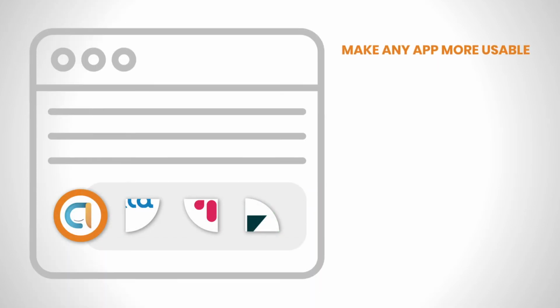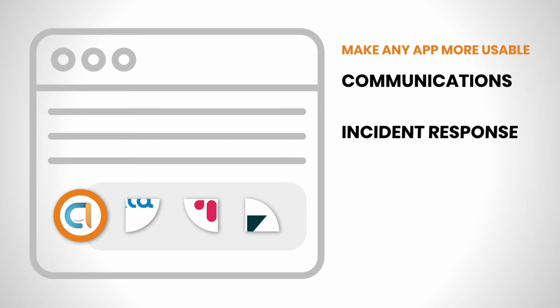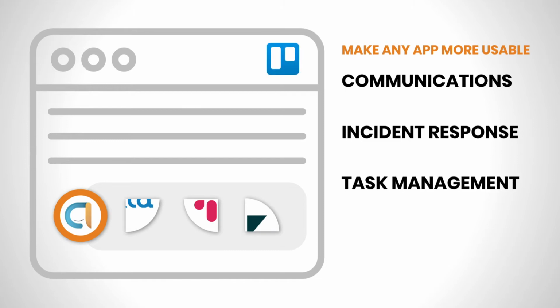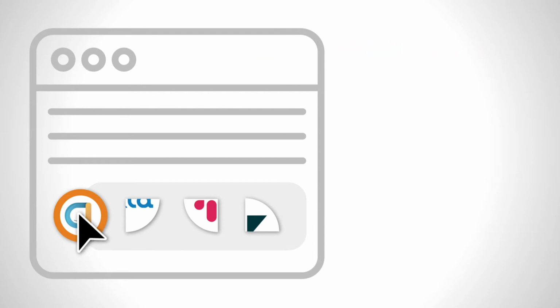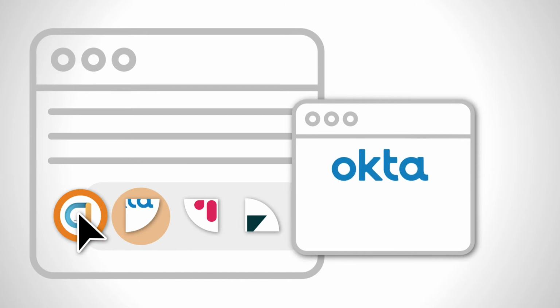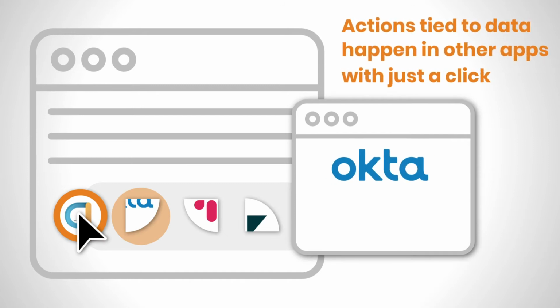Aapi makes virtually any application more usable, including communications platforms like Slack, incident response platforms like PagerDuty, task management systems like Jira, Trello, and Google Tasks, and portal and identity solutions like Okta. Aapi enables users to act on data in any app while having actions happen directly in other apps, all with a single click.